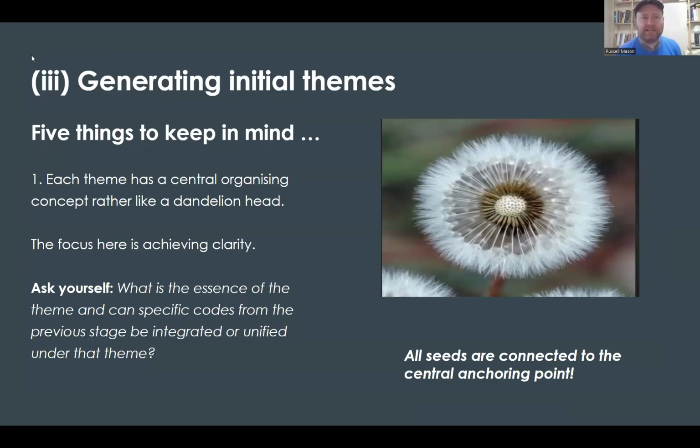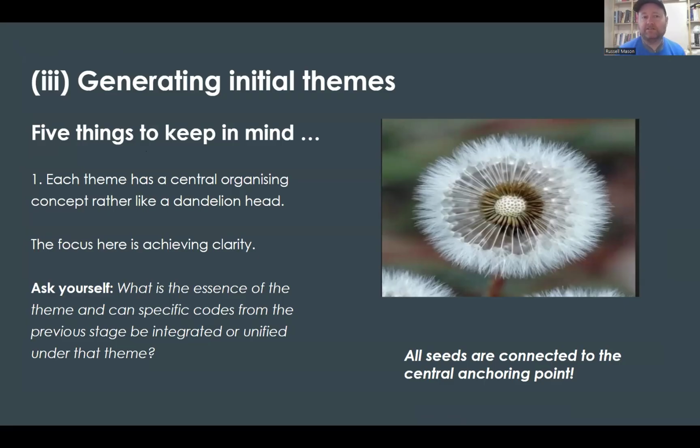Okay, so let's look at 5 things to keep in mind. The first one of these will be the central organizing concept that I mentioned before. Brown and Clarke do mention this a lot, so this is an important idea. And they use this specific image of the dandelion head.